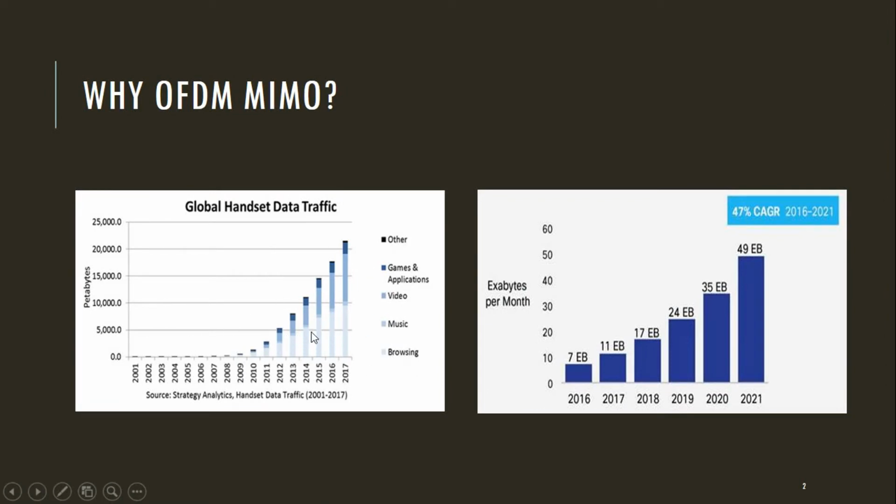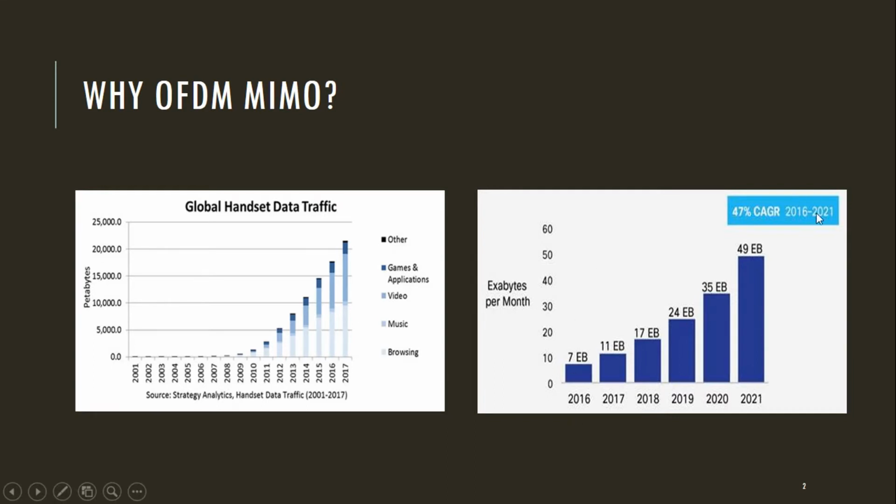As we can see in this data, on the left side of the graph we can see how the mobile data has increased in the past decade, and all of this data is transferring more and more to the wireless networks because we are shifting from desktops and computers to mobiles, laptops and tablets. So we need more and more of a core technology that can support higher data rates, higher throughputs and higher quality of service.